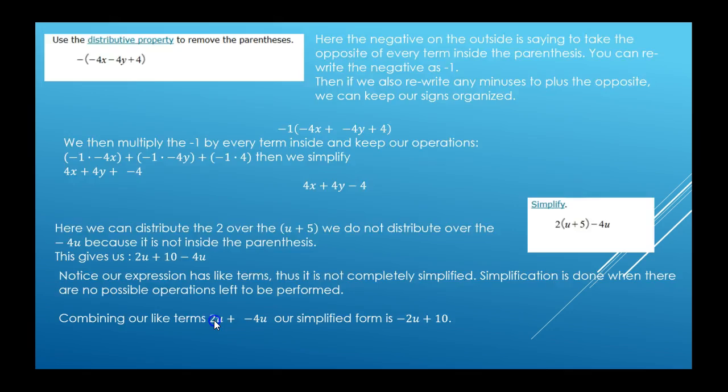Oops, and that has to be changed. Sorry. But yes, in your slides you'll see that this will change. Oh no, I did it right over here. Sorry. Yeah, 2u and -4u is -2u. Okay, here. Never mind. Plus 10. So this is your final answer: -2u plus 10.